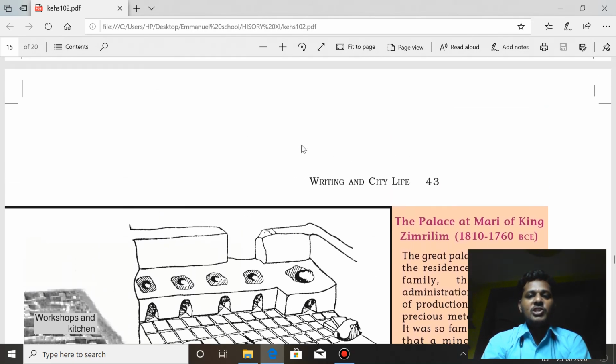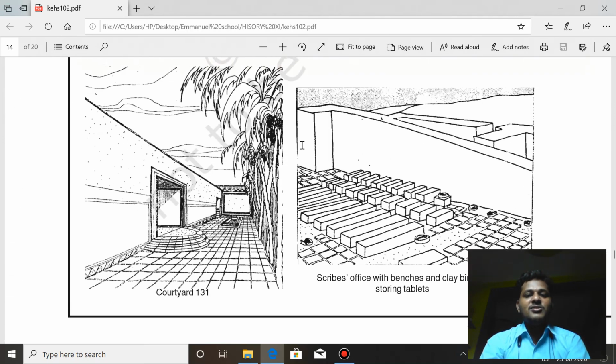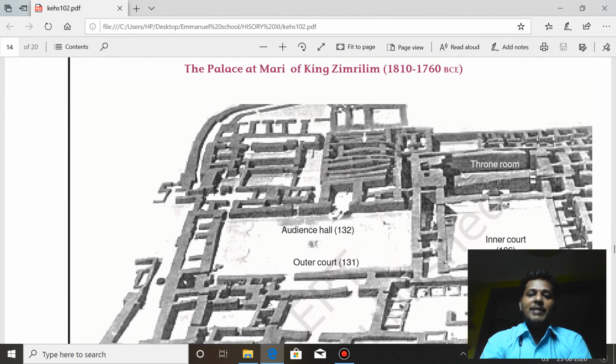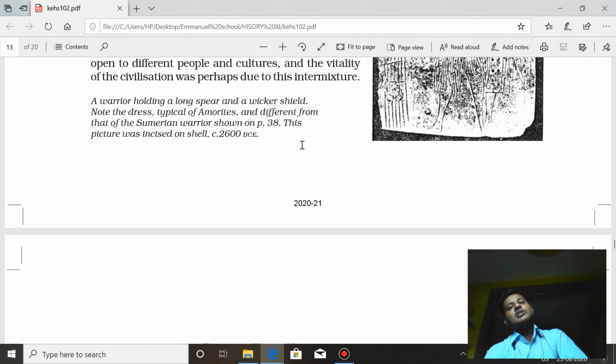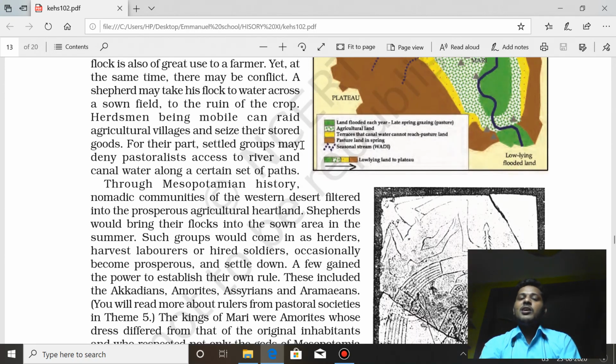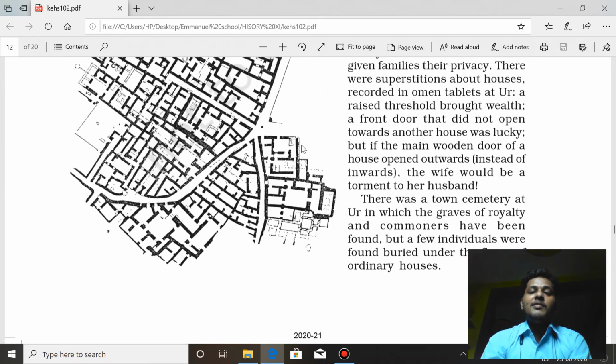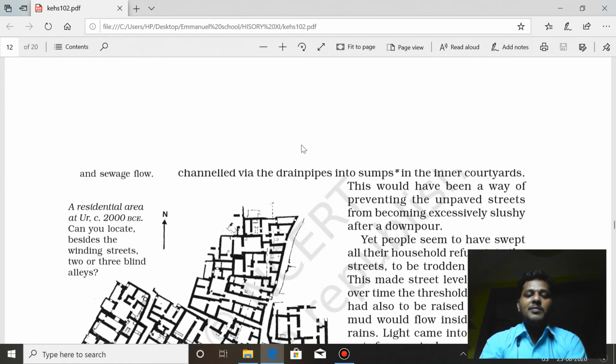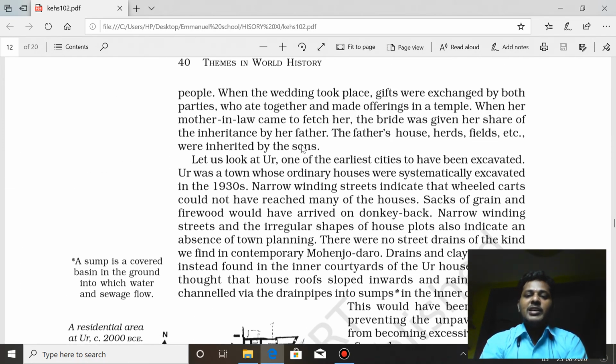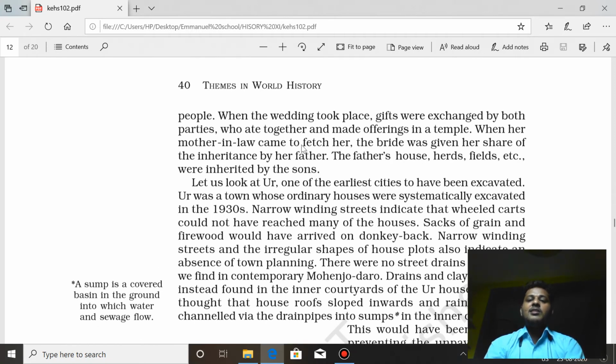Then the gifts are exchanged between them on the day of the marriage. Of course, both the families exchange their gifts. Then we went on to discuss when the mother-in-law comes to take the bride with her, the parents of the bride give their gifts, such as herds and fields. Other than that, some gifts are given. In the Indian tradition, we can talk about Sridhana or Kanyadan. So that is all about the marriage.